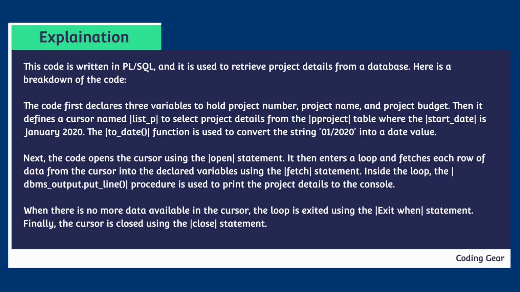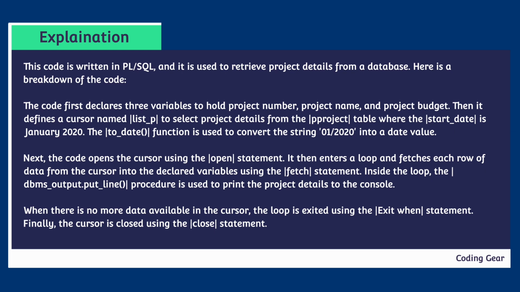Then it defines a cursor named list_p to select project details from the project table where the start_date is January 2020. The to_date function is used to convert the string 01 2020 into a date value. Next, the code opens the cursor using the open statement.